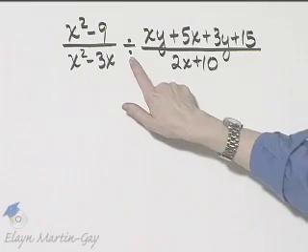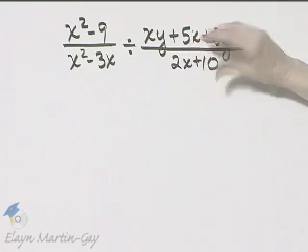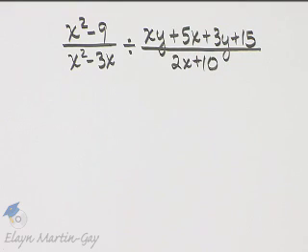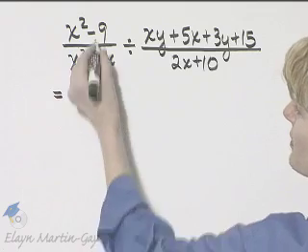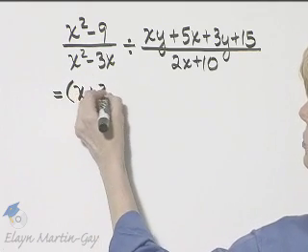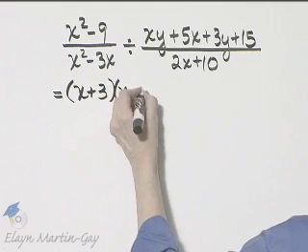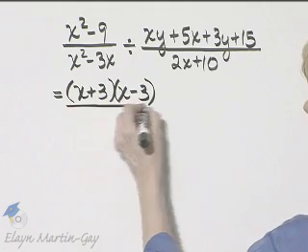The operation is division, so it's the first rational expression times the reciprocal of the second rational expression. As I do this, I'm going to go ahead and start factoring because that will help us when we simplify. So the first numerator, that's the difference of two squares, I can write that as x plus 3 times x minus 3. What about that first denominator?